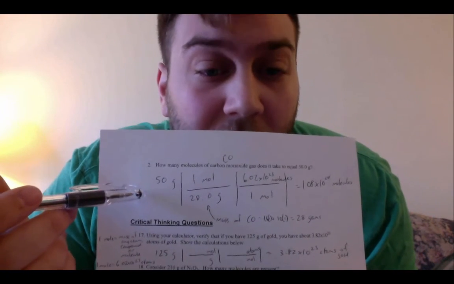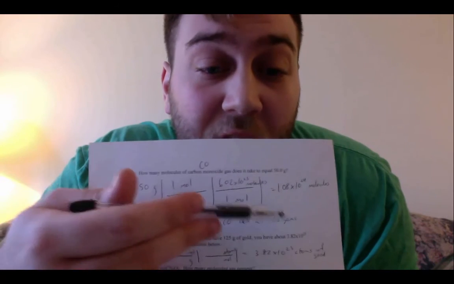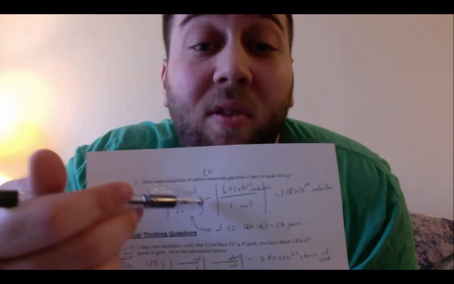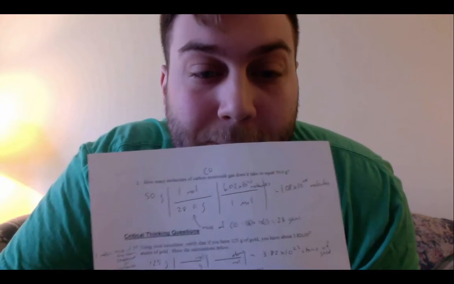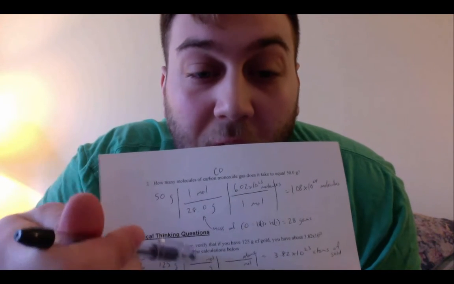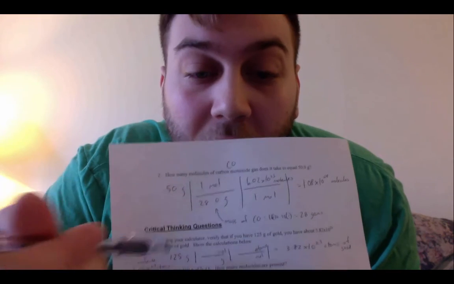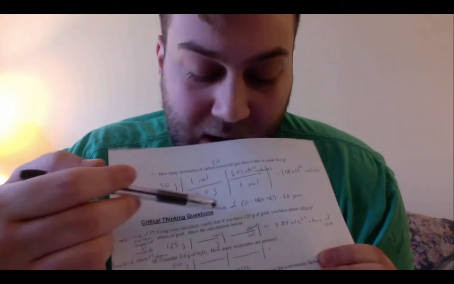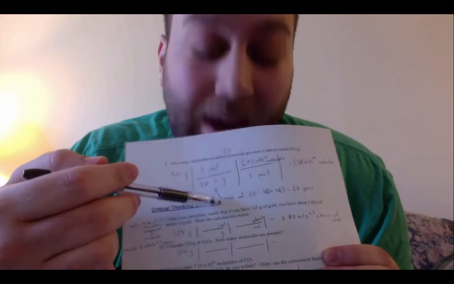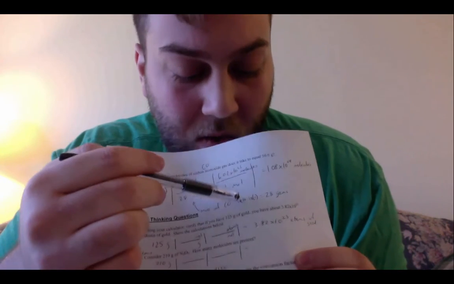I start off by writing 50 grams. I set up my 2 fractions. I'm not in moles, so I need to have 2 fractions. So we would look right here. Grams needs to go on the bottom to cancel out. Remember, we need to use the mass found on the periodic table, so the mass of carbon monoxide. So that is what I did right here.